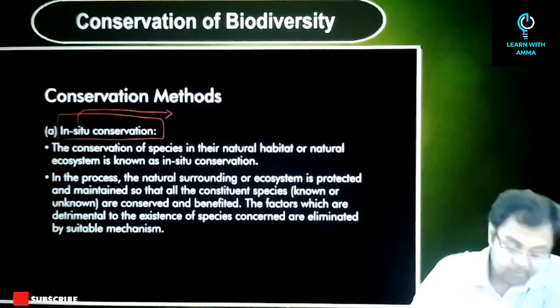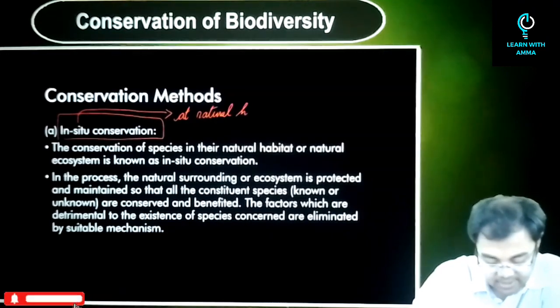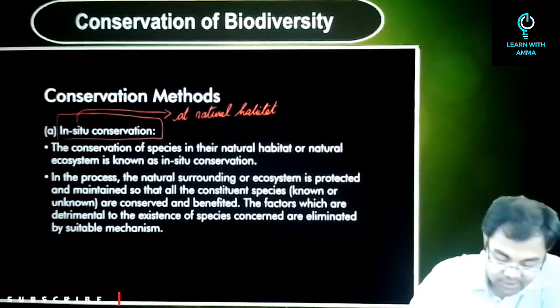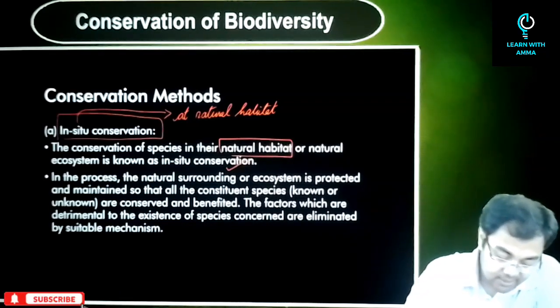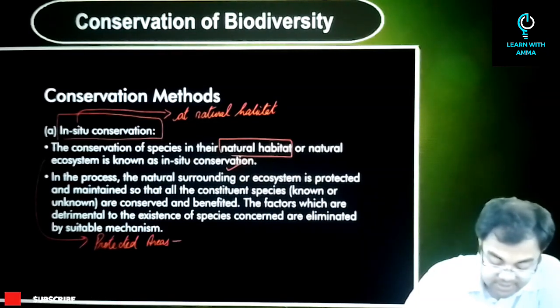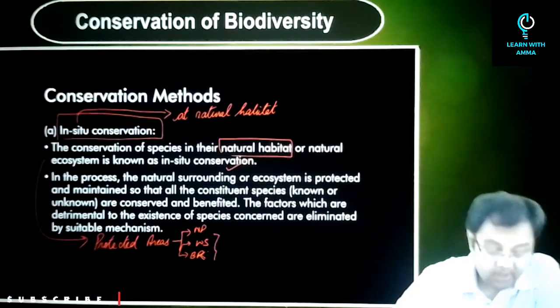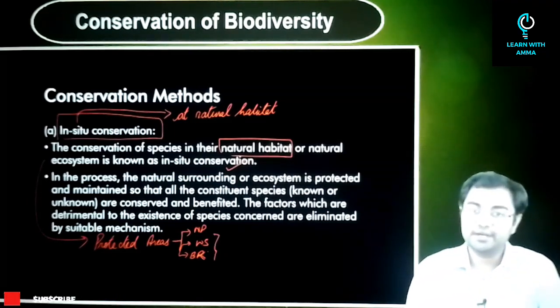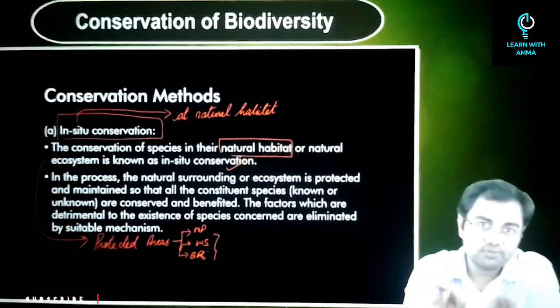In situ basically means at the location or at the natural habitat. By definition, the conservation of species in their natural habitat or natural ecosystem is known as in situ conservation. Your examples will be many of the protected areas, for example, the national parks, the wildlife sanctuaries, the biosphere reserves. All these are examples of protected areas, and that's why they are under in situ conservation, because you are doing the conservation at the site of the given species.